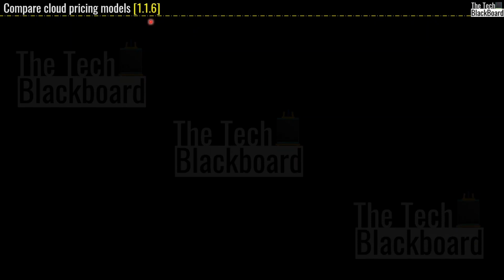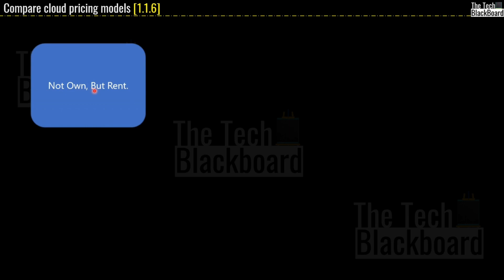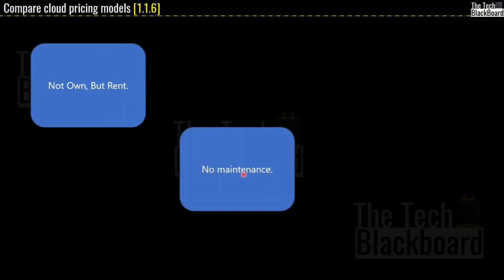And this brings us to section 1.1.6, which is all about comparing the cloud pricing models. So friends, this section is a reinforcement of the concepts we learned in the previous couple of slides. So let's check them out one by one. In cloud computing, you don't own resources, you just rent them and pay as you go. And then you don't need to maintain any hardware resources, apply patches, or do any heavy configuration. All these heavy-duty tasks are taken care of by cloud providers.